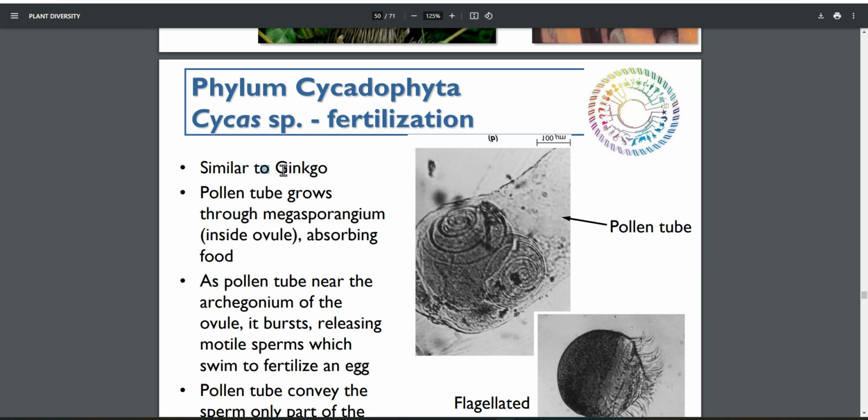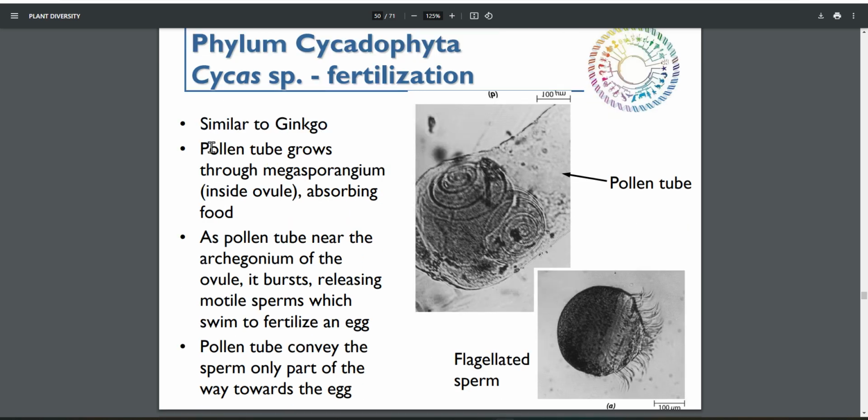Fertilization, this part is similar to ginkgo and totally different from conifers, where the pollen tube grows and digs into the megasporangium or the nucellus and absorbs food, and the pollen tube would burst open near the archegonium, but it does not deliver the sperm right to the egg. It releases the motile sperm, and those sperm will swim to fertilize the egg. That means, again, that the environment really needs water or some liquid.